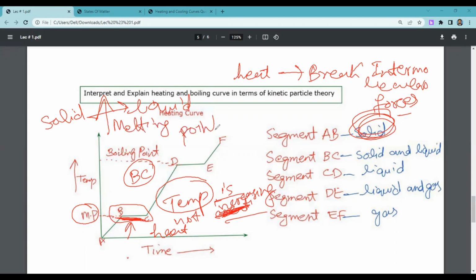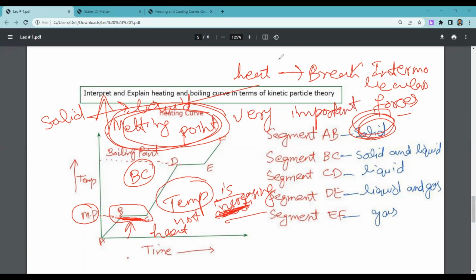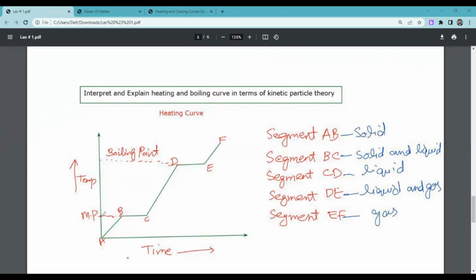This is very important to understand. At this point, because solid starts melting, this point is called melting point. And this flat curve where temperature is not increasing will indicate boiling point.